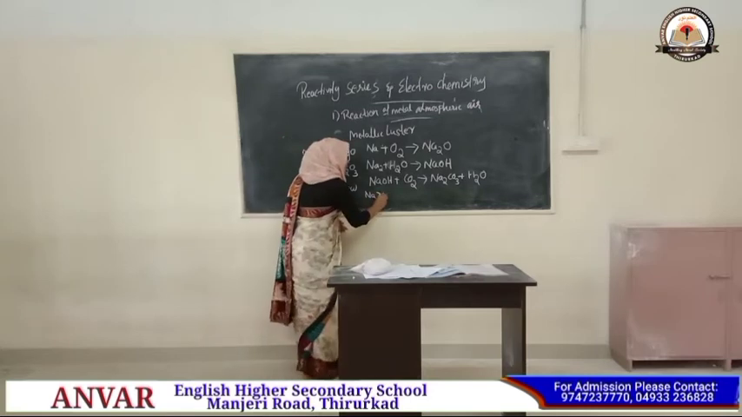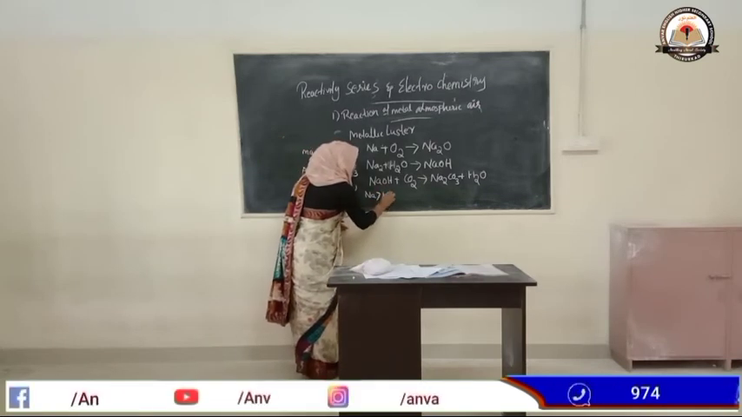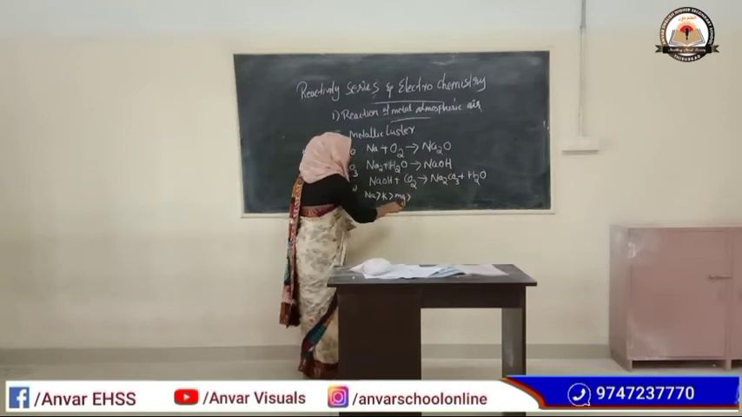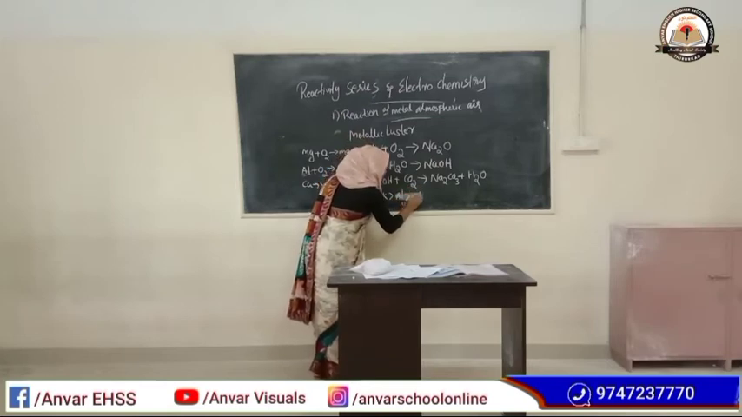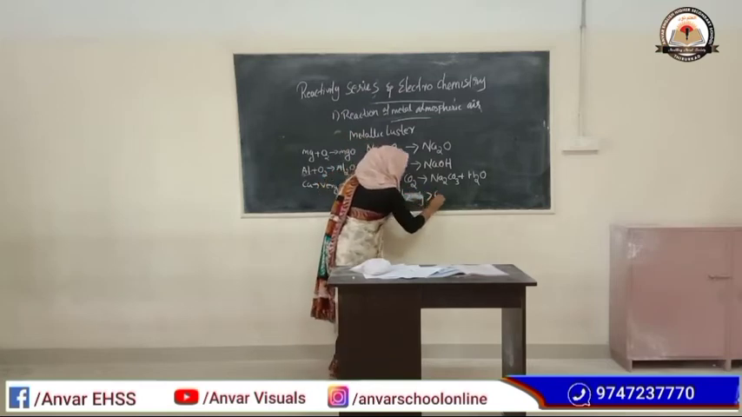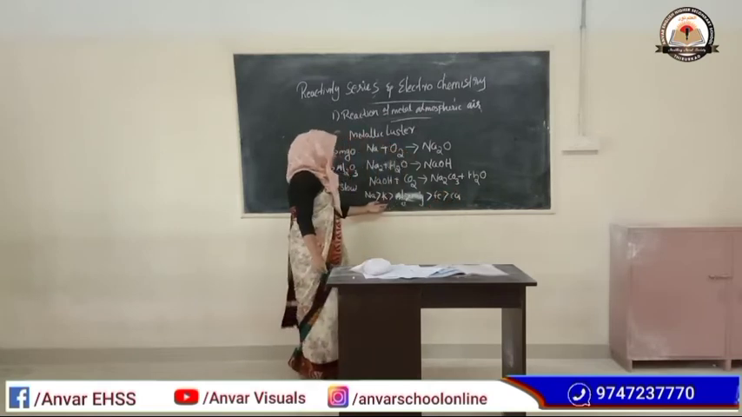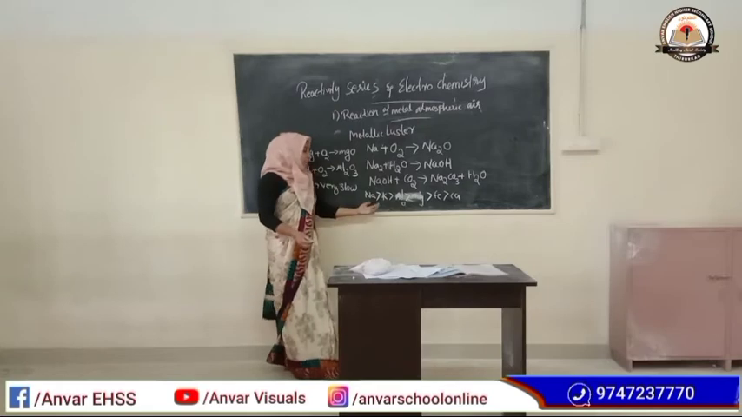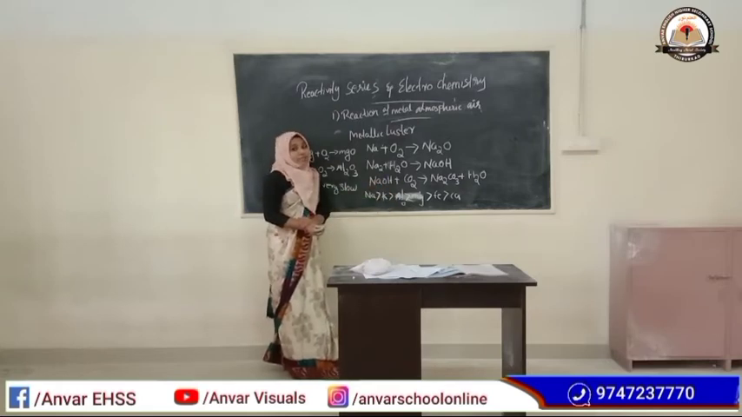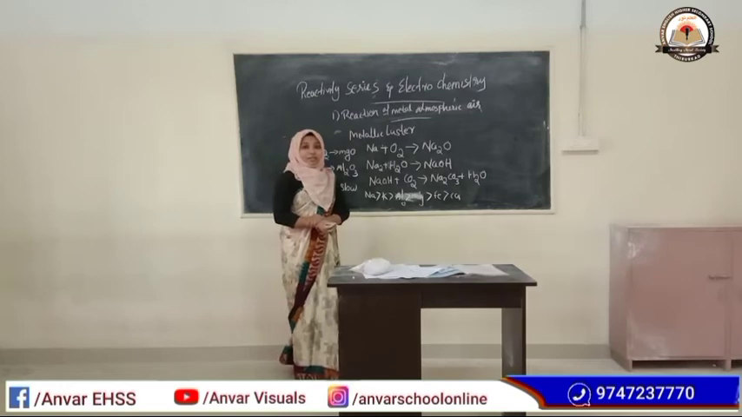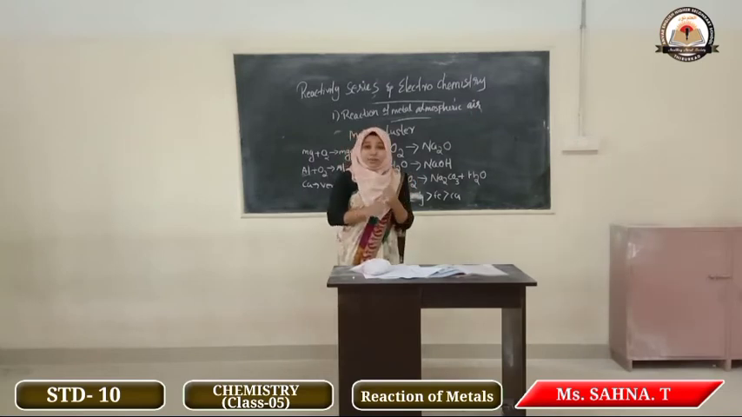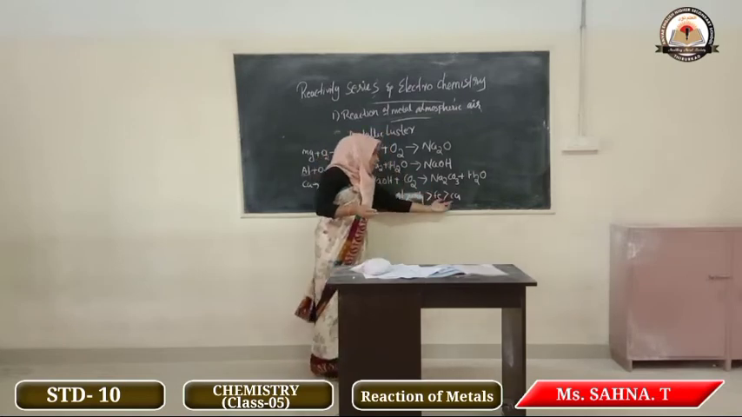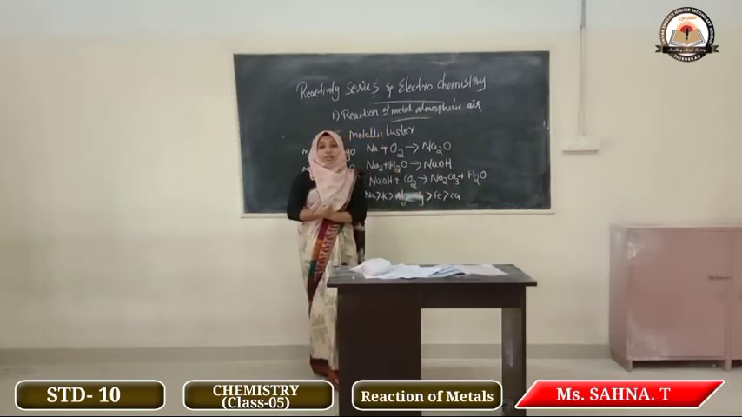And then potassium, magnesium, aluminium, then iron, then copper. This is the reactivity rate of the metals, the decreasing order of reactivity of a metal with the atmospheric air. Are you clear? Any doubt? So, some metals react with atmospheric air like sodium, magnesium, aluminium, and copper and iron react very slowly. Compared to copper, iron is more reactive in atmospheric air.